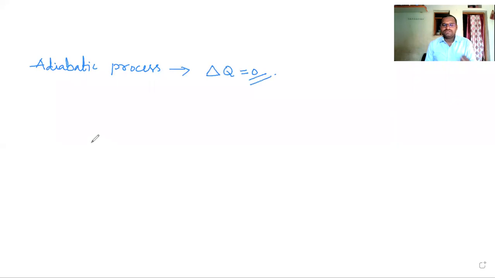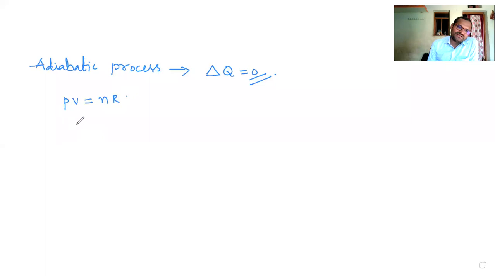Now I am going to prove one equation in the adiabatic process that we almost proved in yesterday's class. Let us prove it one more time. As we know, PV is equal to nRT, the ideal gas equation. You know this equation.